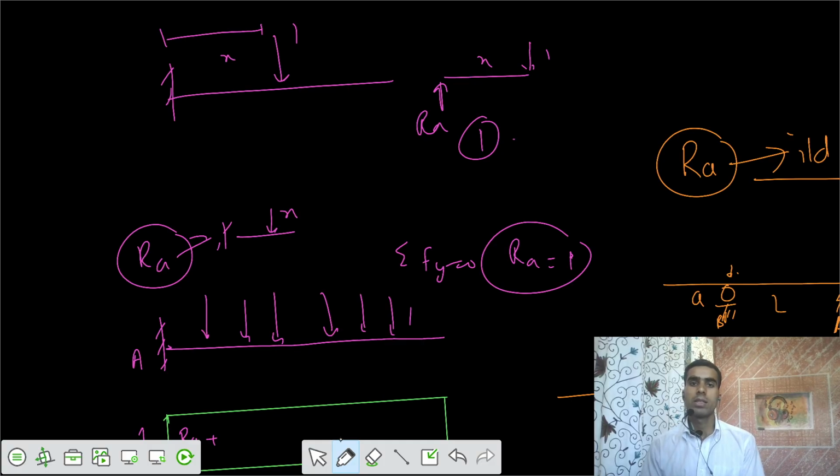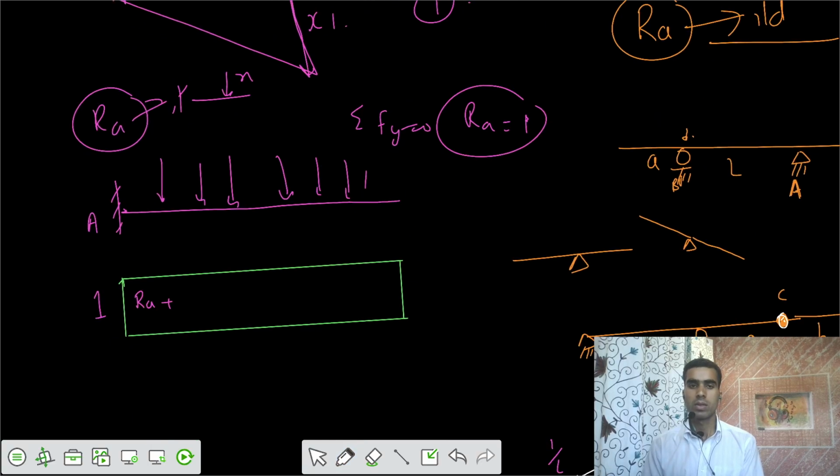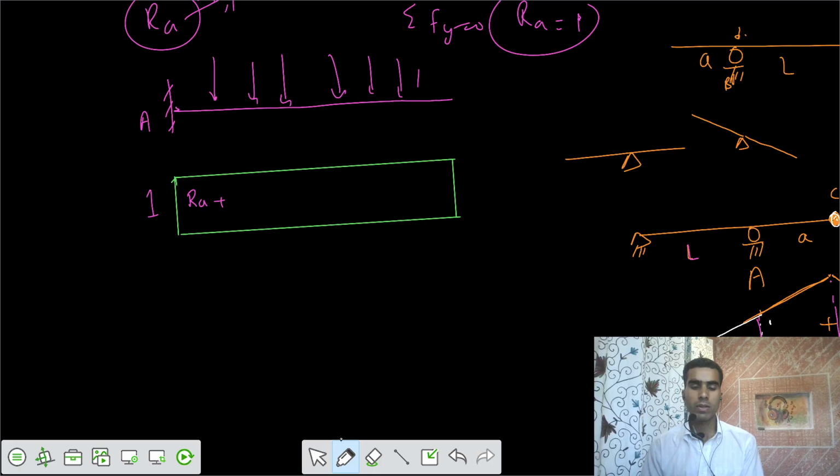And the moment, if you say what is the moment here, I would say the moment here would be 1 into X, that's X. So for different values of X, we can have moment variation in this fashion. If the load is here, moment here will be 0, and accordingly the variation would be in this fashion. When the load is at point B, your moment at A is some value. When the load is at the free end, your moment at A is maximum. That's X times 1. So similarly for the reaction, you have this variation. Did you get this one?